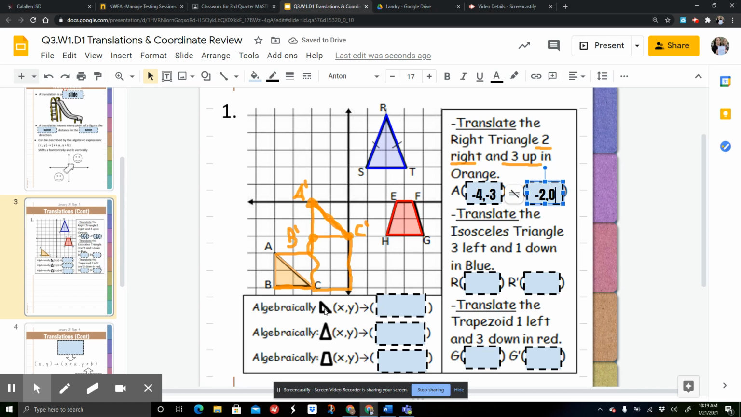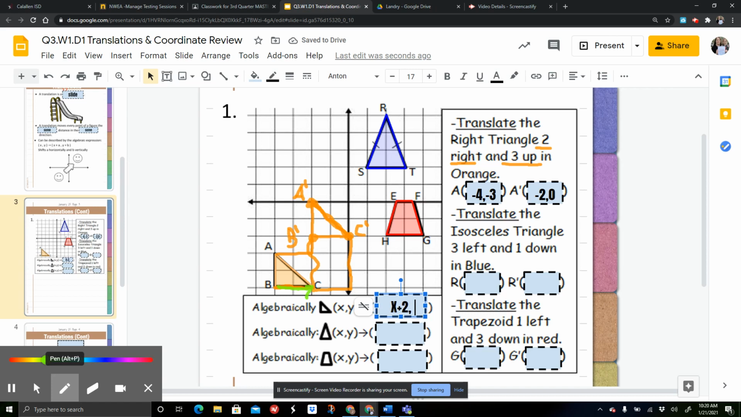To say this algebraically, what we did: when we go 2 to the right, we are moving positive. We are adding to x. So whatever we move, we went 2 to the right, we add that number to x. So we're going to type that in right here. Algebraically, the right triangle was moved x plus 2 because it was moved to the right.